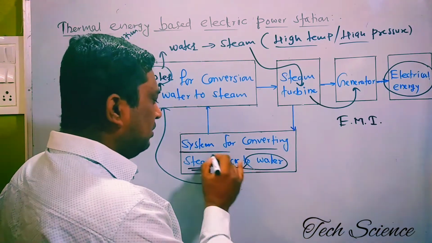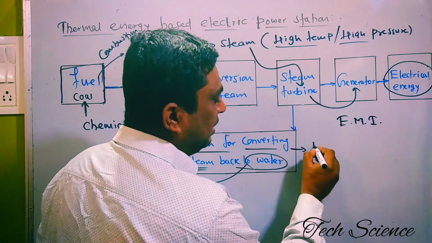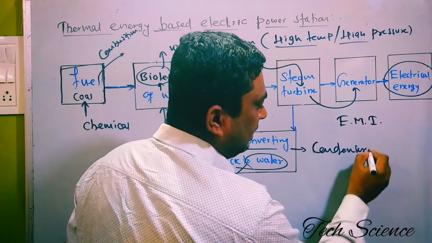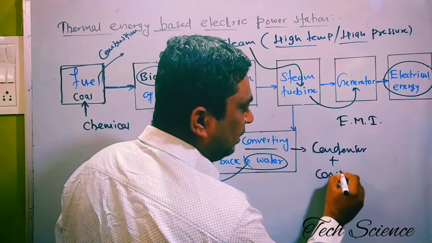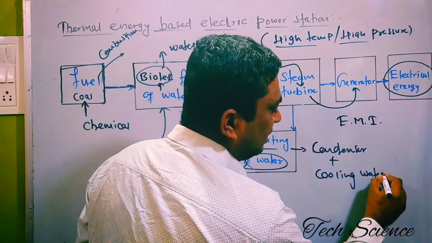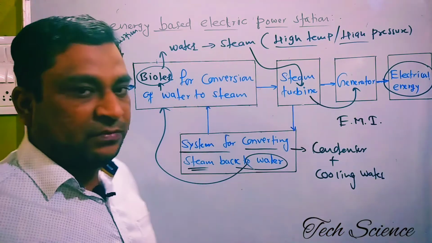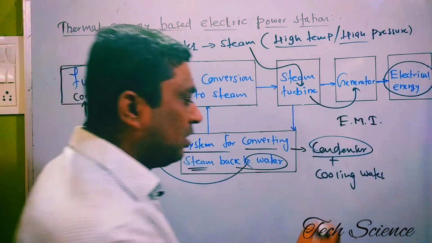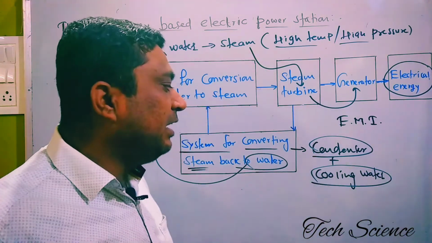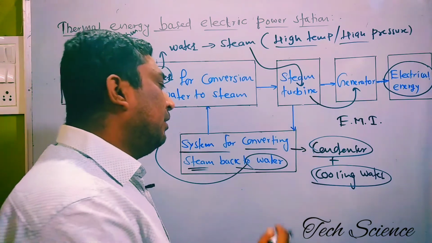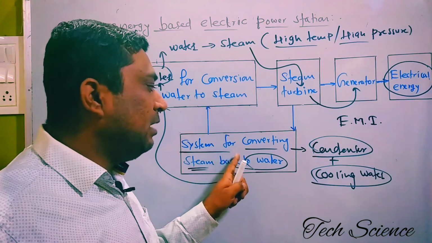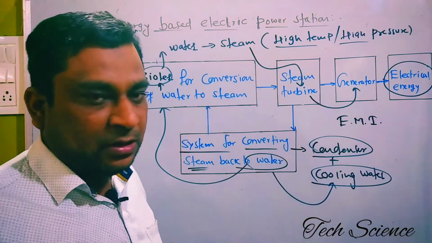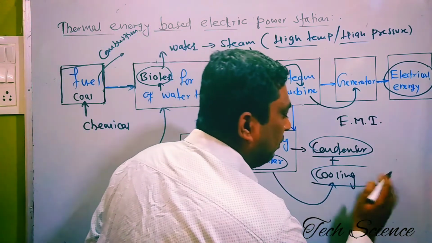And for this reason, what is that system? We have two things. First of all, we have the condenser, plus we have the cooling tower. Using both of these, the condenser is used to reduce the temperature of the water, and the water gets cooled by the condenser. Continuously there is a flow of water from the cooling tower. Whatever heat energy is extracted from the steam as it gets converted into water, that heat energy will be absorbed by the cooling water which is coming from the cooling tower.